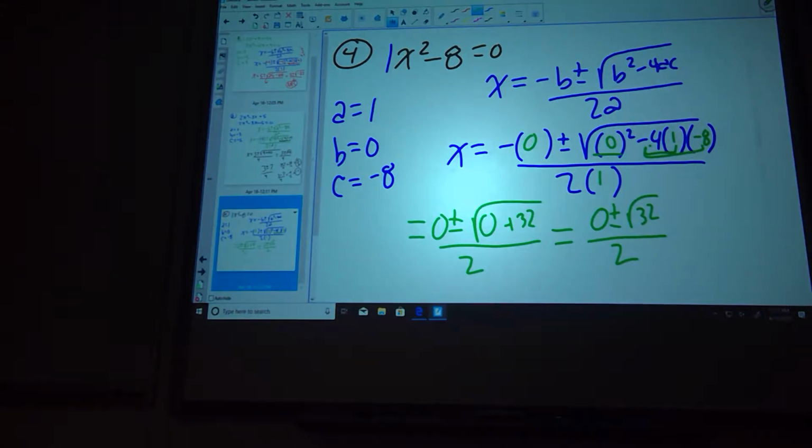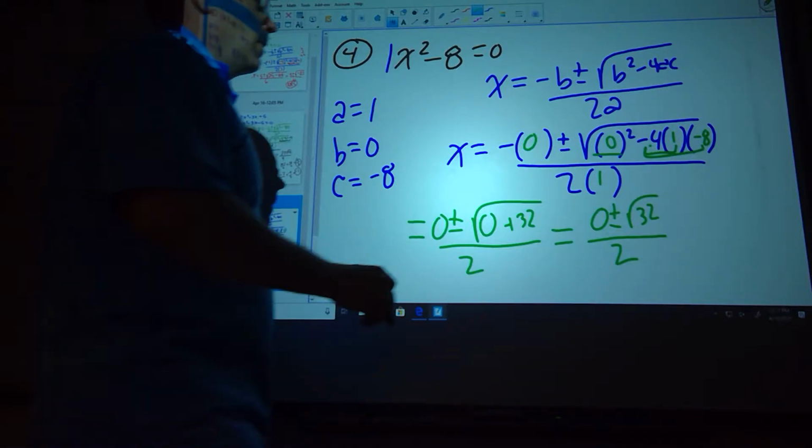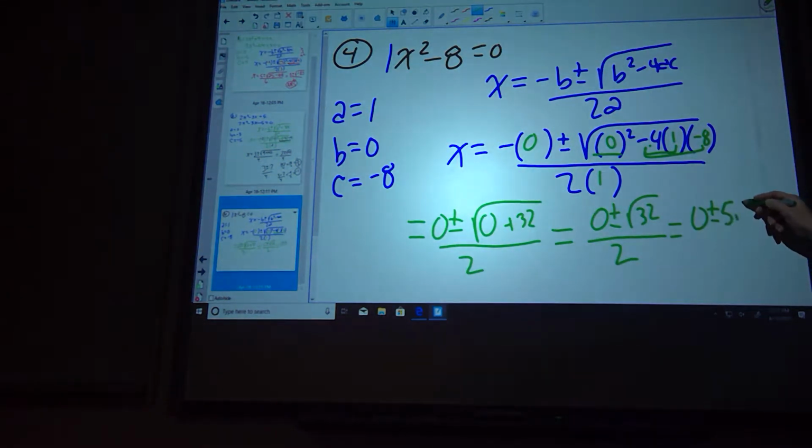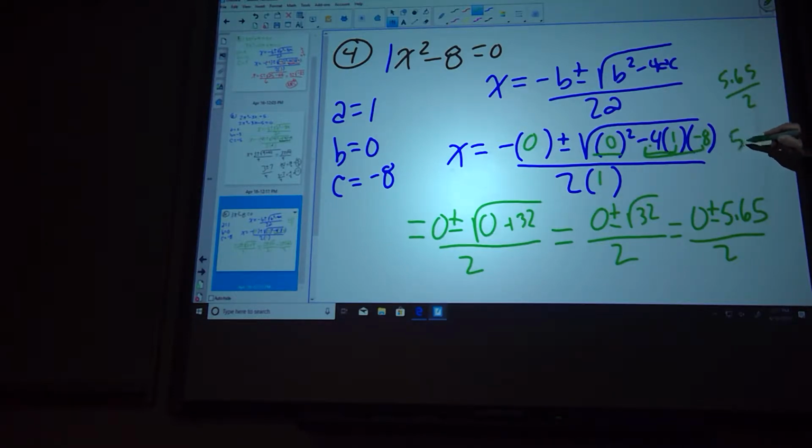Alright, you get the square root on yours? Oh, yours is so much cooler. Give me the square root of 32 to 2 decimal places. 5.65, thank you. How did we do that? We took the square root of 32 and left it at 2 decimal places. So my answer is going to be 5.65 over 2 and negative 5.65 over 2. Yeah, but what about the 0? Well, I added 0 to it and I subtracted 0 from it. So those are 2 answers.